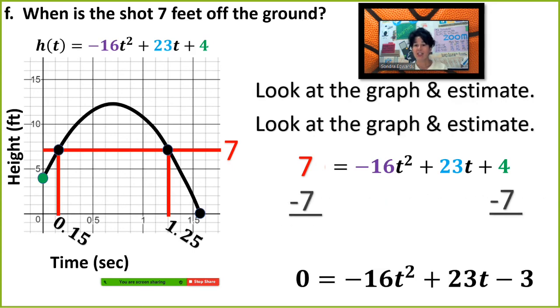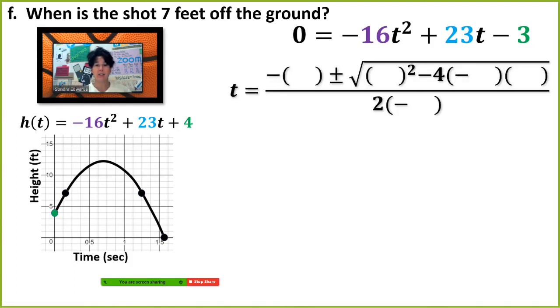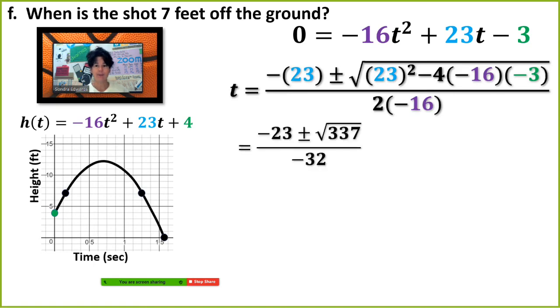This new equation, negative 16t squared plus 23t minus 3, does not represent the path of the ball anymore. We are just solving an equation that's going to give us the times when the ball was 7 feet. To solve, we're going to use the quadratic formula again. Let's pop those numbers in there. Simplify. These are the final answers.